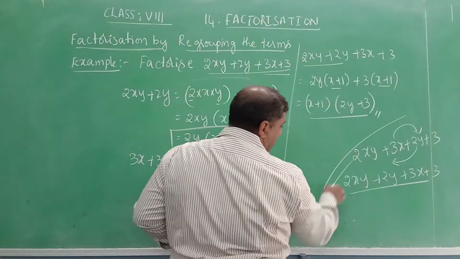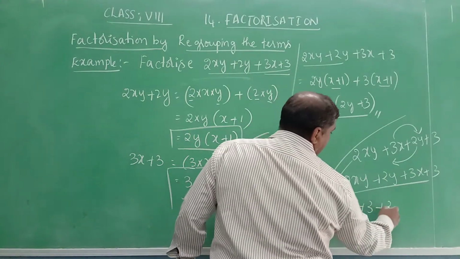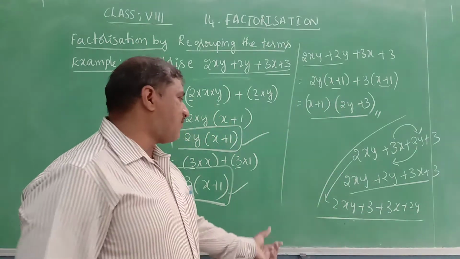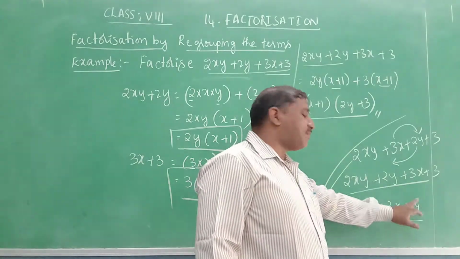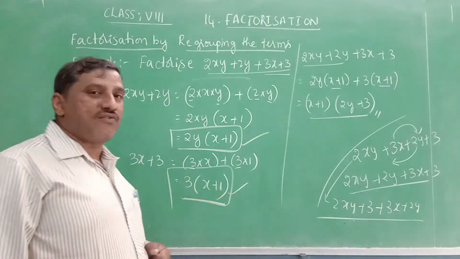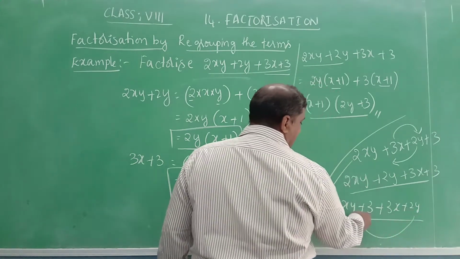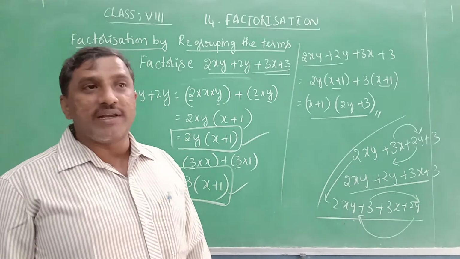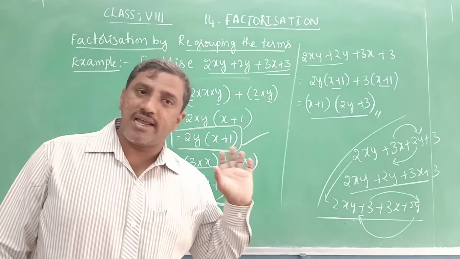The same question can also be like this: 2xy plus 3 plus 3x plus 2y is given. In this case also, you will not find a common factor for 2xy and 3. Similarly, for 3x plus 2y, other than 1 there is no common factor. So for that, what will we do? Yes, this will be kept here and this will be shifted to here. That is, by regrouping the terms. Then we will follow this method to find the factors of a given expression.